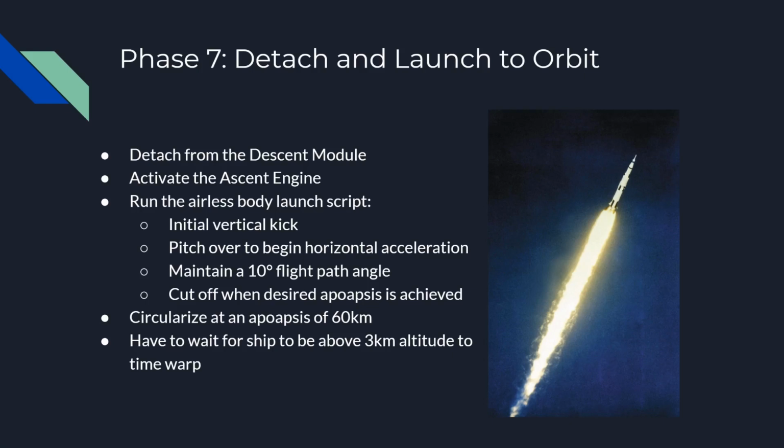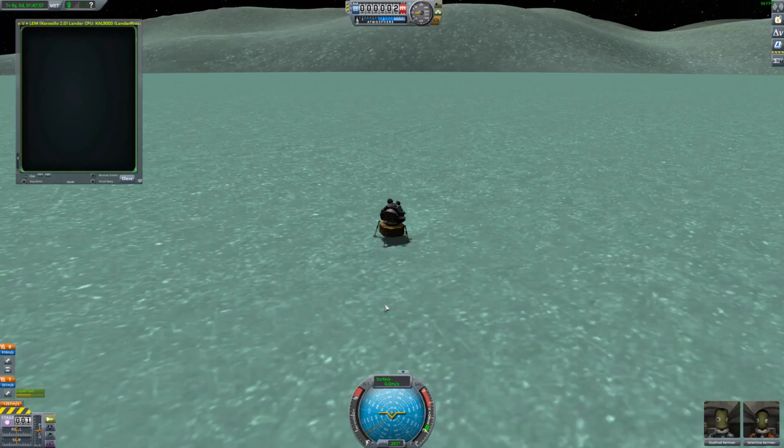And then we're going to circularize at 60 kilometers. One thing you will note is that we have to wait till 3,000 kilometers altitude to time warp. This is a Minmus specific thing because KSP has a cap on on-rails time warping. There's a limit of 3,000 kilometers minimum, so we just have to wait until then. After that, we'll be doing the rendezvous with the lunar module, so that'll be fun too.